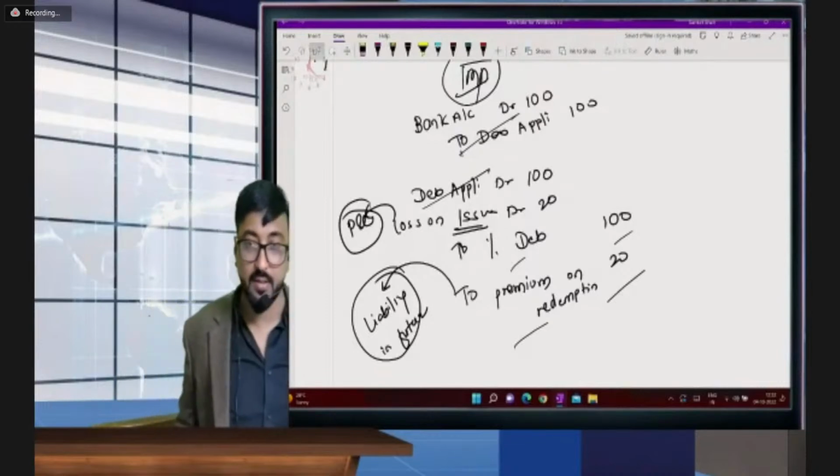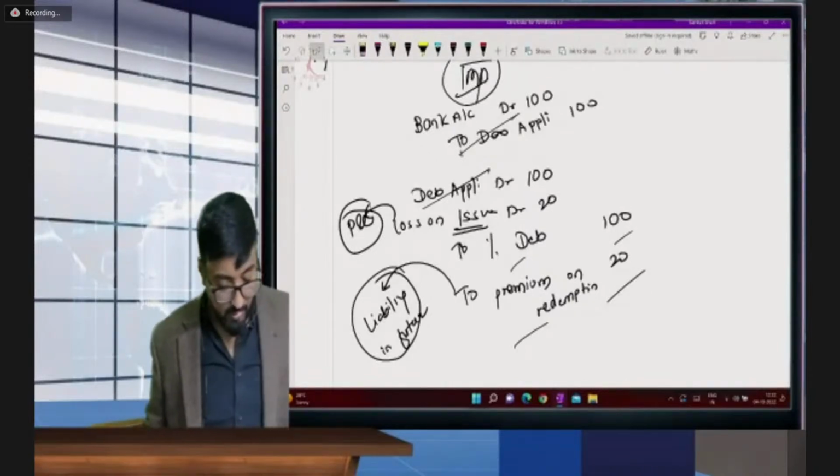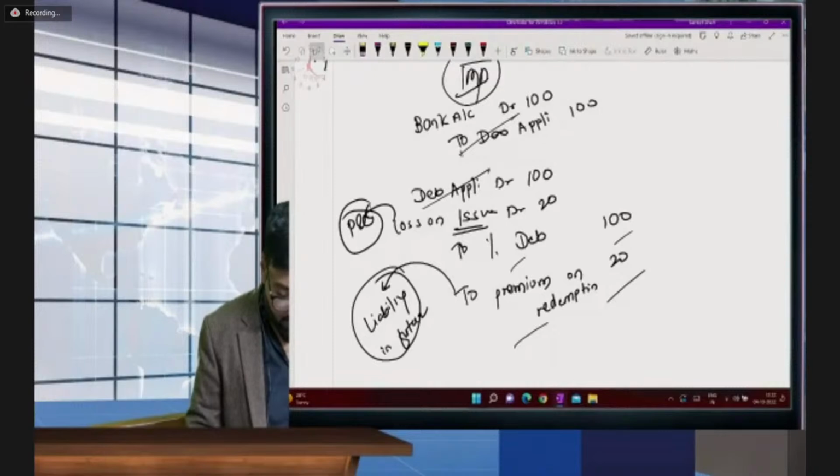अरे बोलो फास्ट. अरे कोई बोल ही नहीं रहा है. Got it? हाँ.